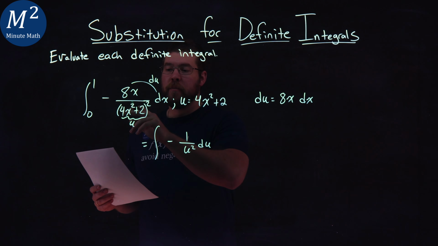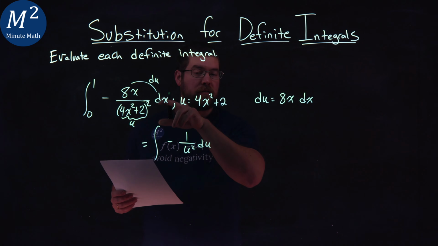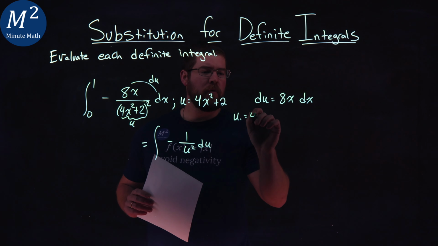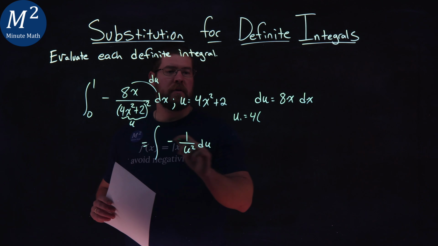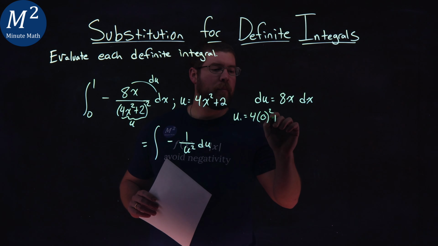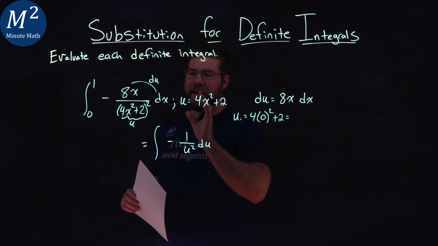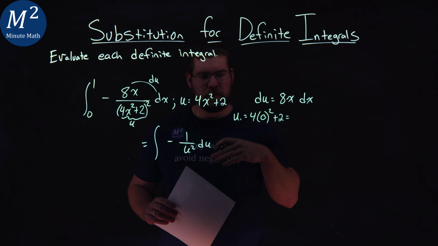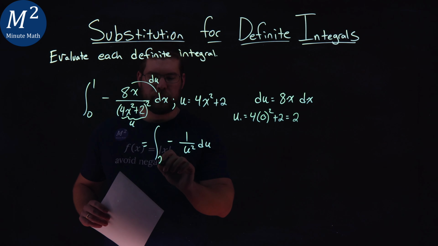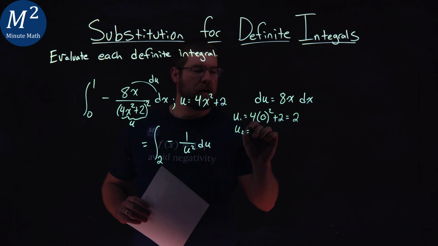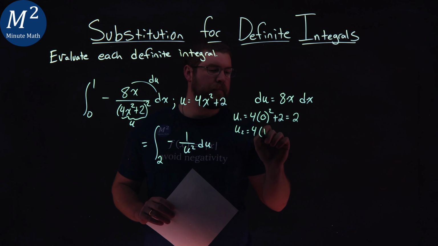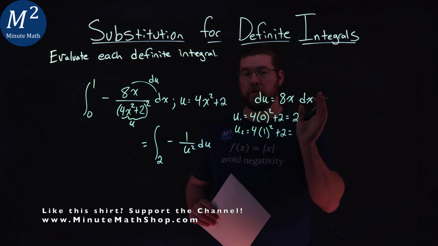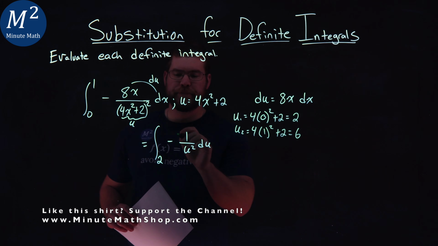Now we have to change our bounds. 0 to 1 is in terms of x, we need it in terms of u. So we take our u value, 4x squared plus 2, and we put the lower value of 0 in for x. And this will get us the integral in terms of u and our bounds. Well, 0 squared is 0, times 4 is 0, plus 2 is 2. We do the same thing with the second value of 1, plug it into our u value. 1 squared is 1, times 4 is 4, plus 2 is 6.